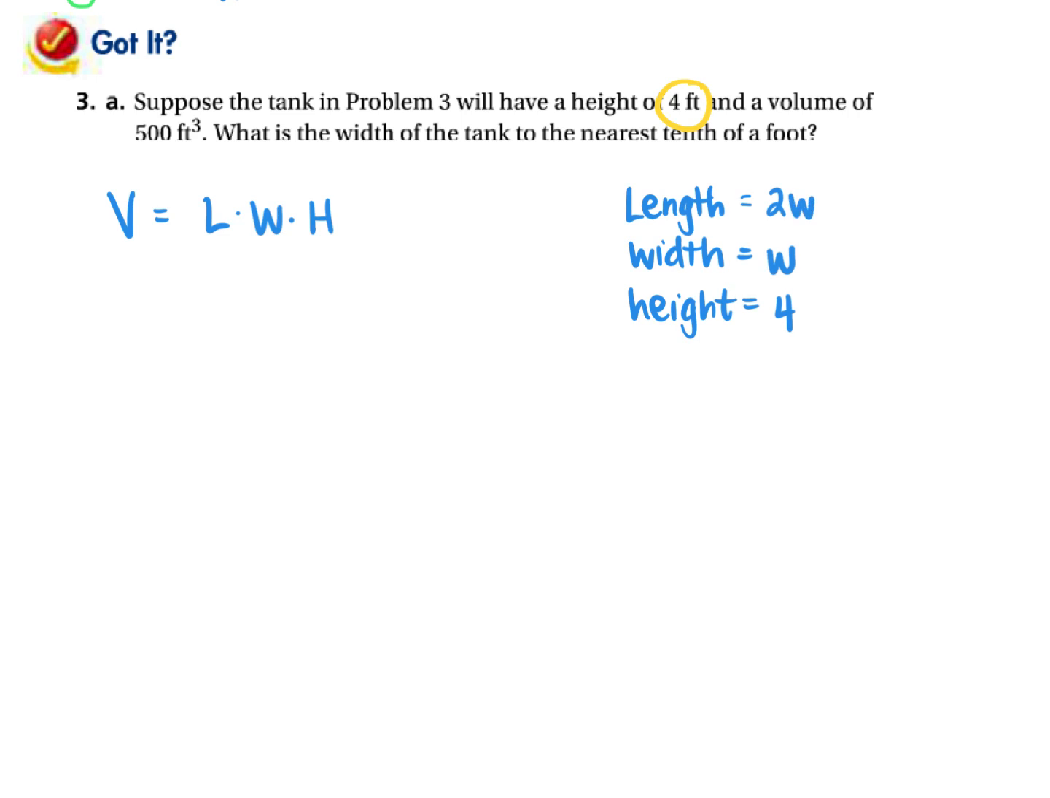But this time we've got 500 as your volume. So you're going to put 500 in for your V. The length will be parentheses 2W. The width will be W, and the height will be 4. So that's going to give me 2W times W times 4, which is 8W squared.